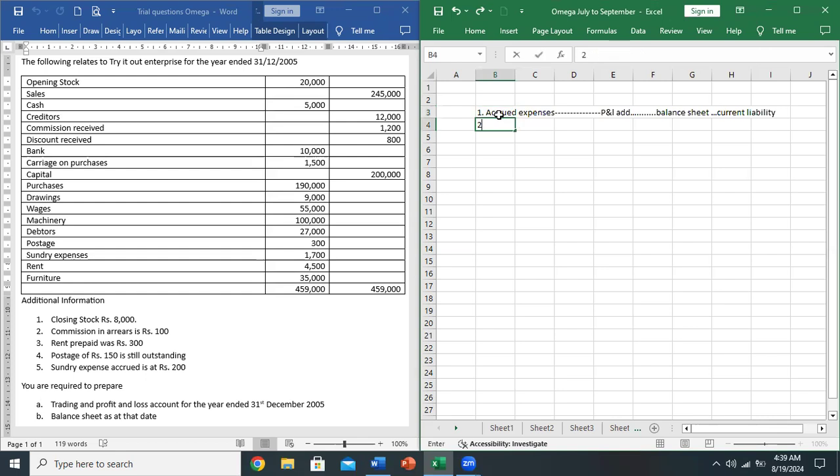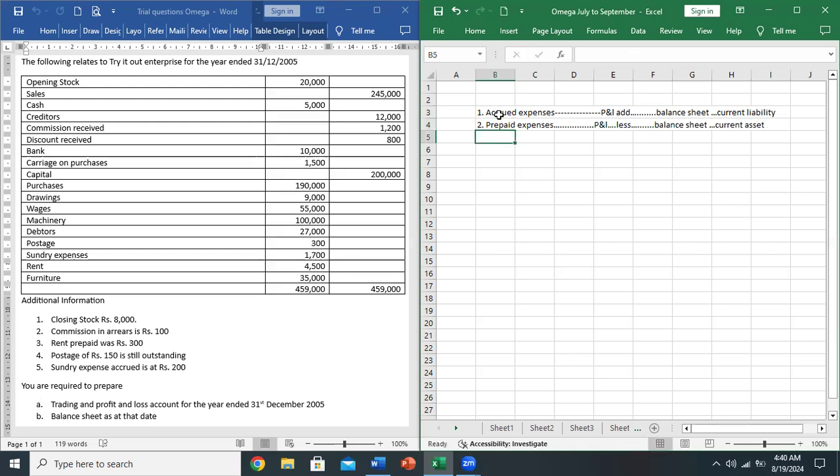The second one was prepaid expenses. And for prepaid expense, we said that these are expenses that you have paid in advance, you have overpaid, right? So for example, your rent for this year is 1,000, and then you have paid 2,000. So you have prepaid the rent. For that, in the profit and loss account, we indicate that you less from the expense, and in the balance sheet, it is a current asset.